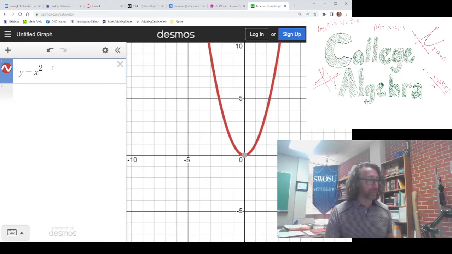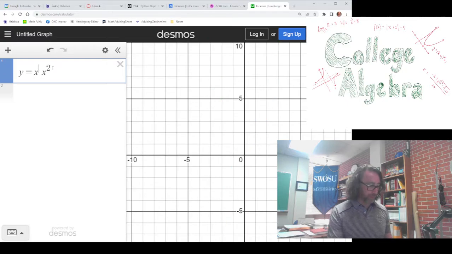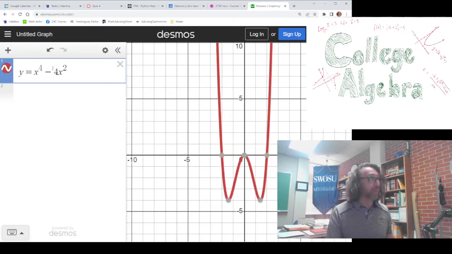Let me put another one up here. Let's do x to the 4th minus 4x squared. You notice this graph is also symmetric with respect to the y-axis. It's also got that y-axis symmetry where the right-hand side and the left-hand side are mirror images of each other. So if you were graphing this function, and you plotted points on the right-hand side, you automatically get points on the left-hand side.